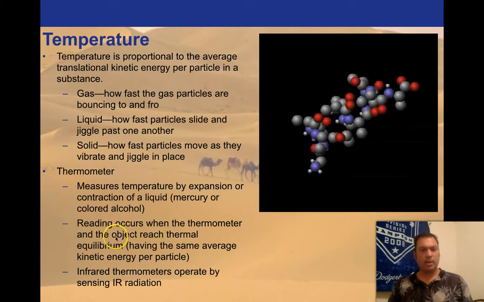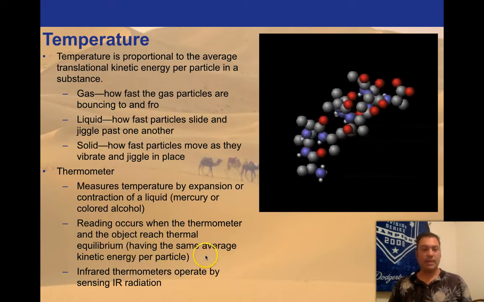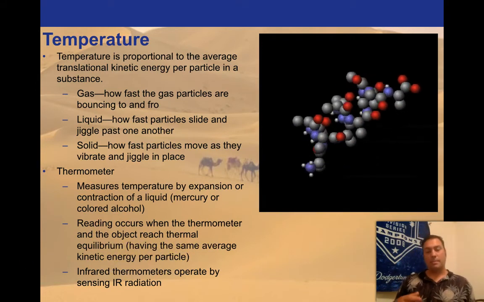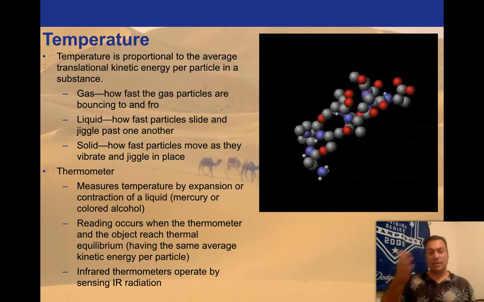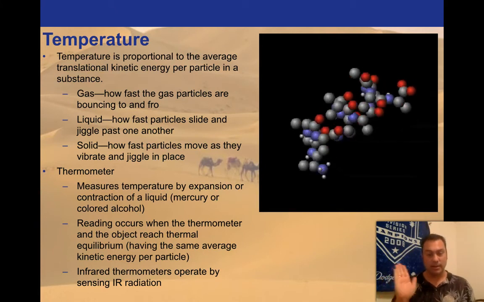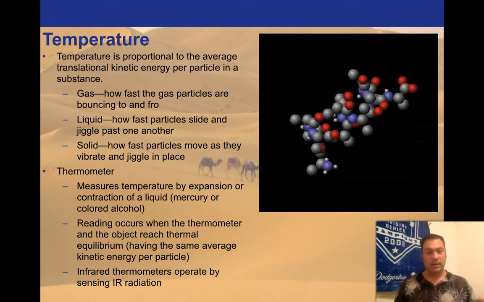Reading occurs when the thermometer and the object reach thermal equilibrium, which is to say having the same average kinetic energy per particle. That means that the temperature of the thermometer is the same as the environment which it's measuring. You can't just stick it in and get an instant measurement. It takes a while. They have to come to the same level, and then you can read it.